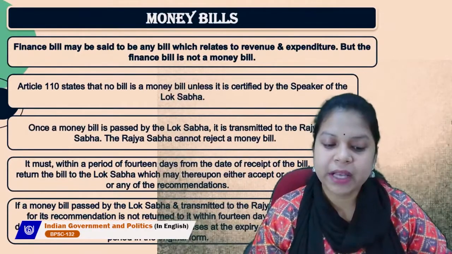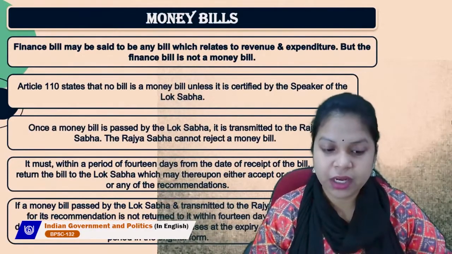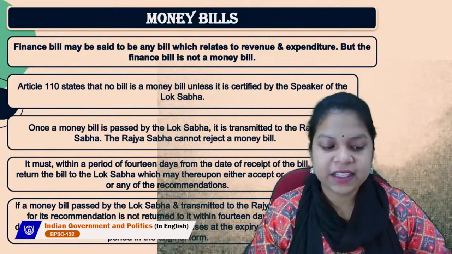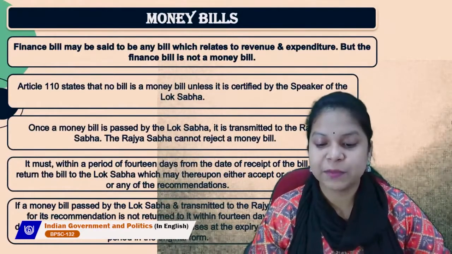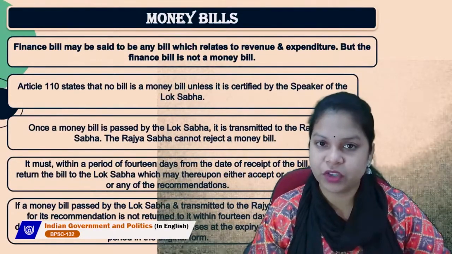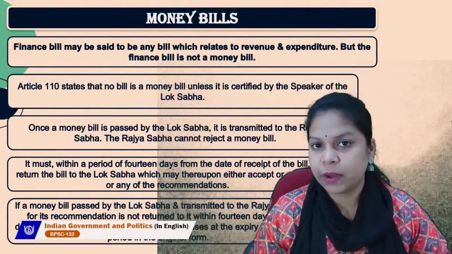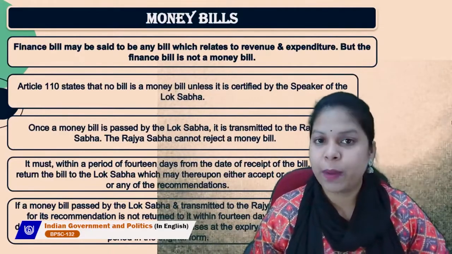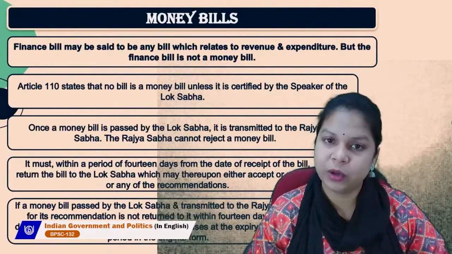If a money bill passed by the Lok Sabha and transmitted to the Rajya Sabha for its recommendation is not returned to it within 14 days, it is deemed to have been passed by both the houses at the expiry of the said period in the original form. So, if the bill is not returned to the Lok Sabha within 14 days, it is believed to have been passed by both the houses at the expiry of the said period in the original form.